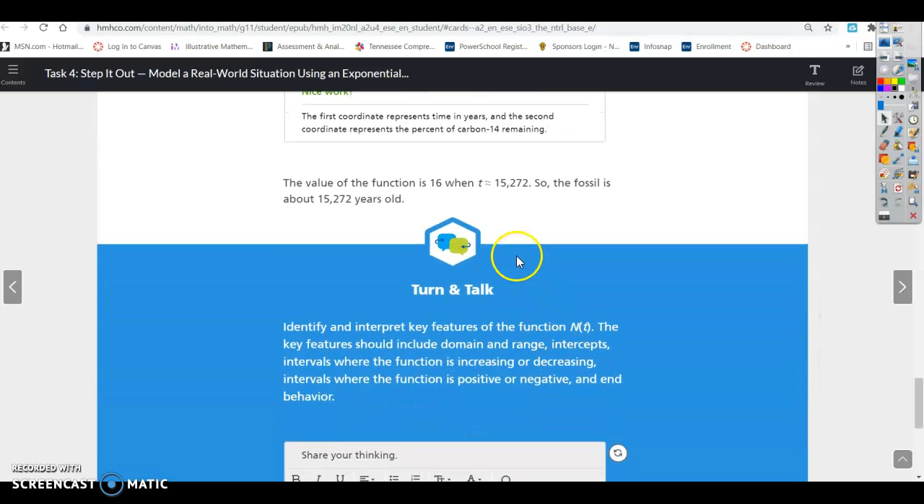All right, so the value of the function is 16 when t is approximately 15,272 years. So the fossil is about 15,272 years old. All right, that's all for task 4. If you have any questions, please let me know.